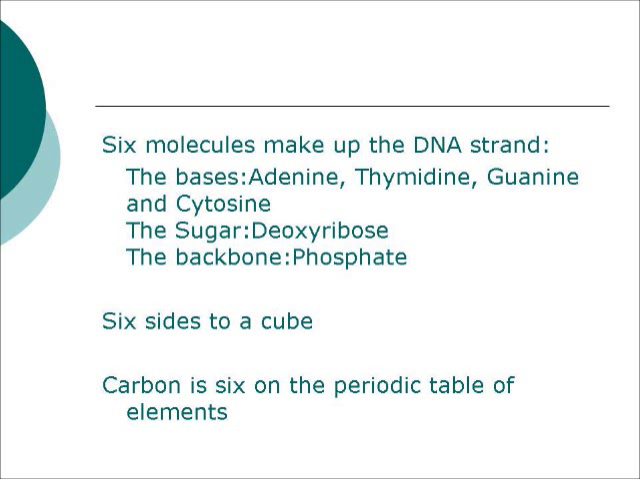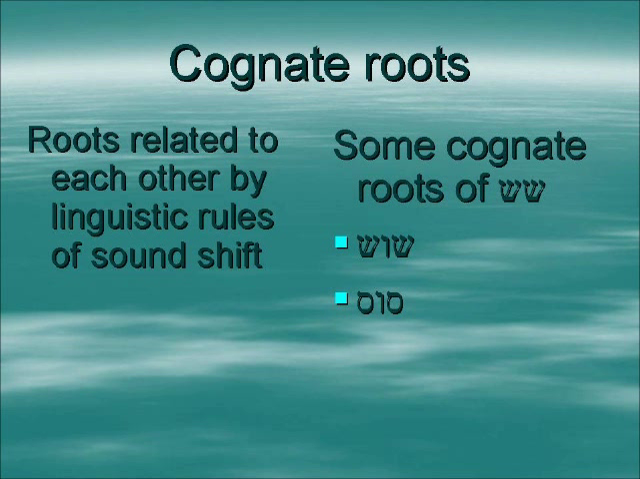There are 6 sides to a cube, and this is the picture of the Holy of Holies. It is 10 by 10 by 10 cubits. And also carbon is 6 on the periodic table of elements. Carbon is the basis for life on this planet, and it has 6 protons.